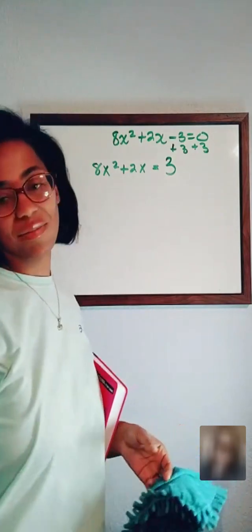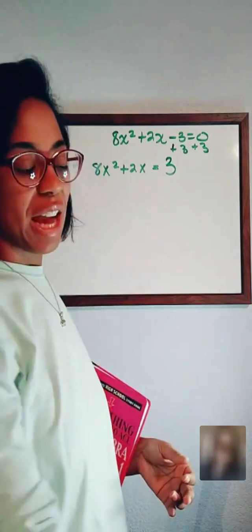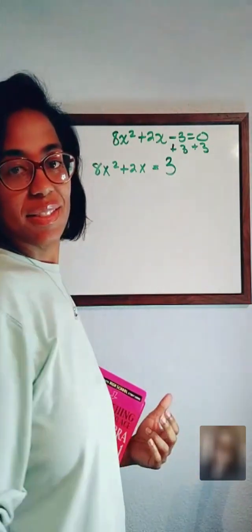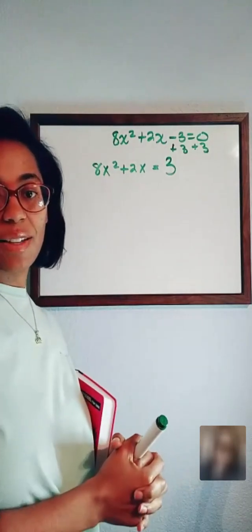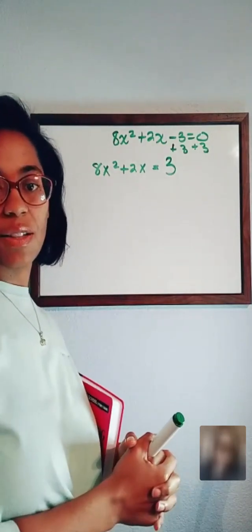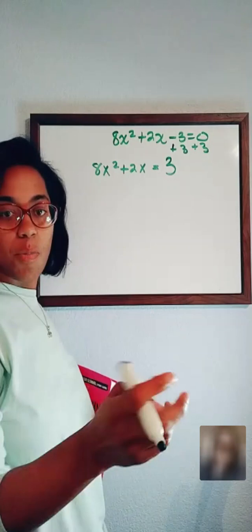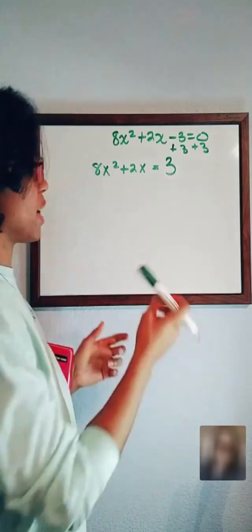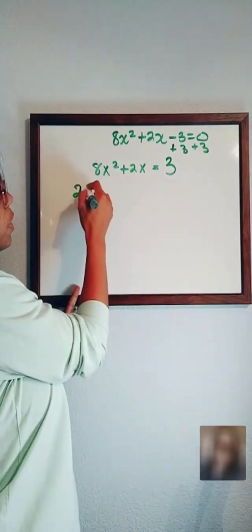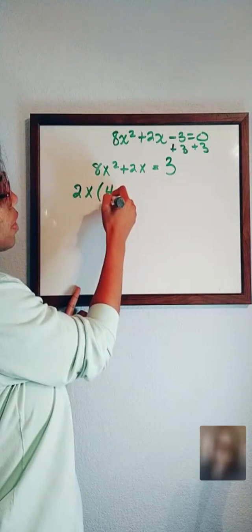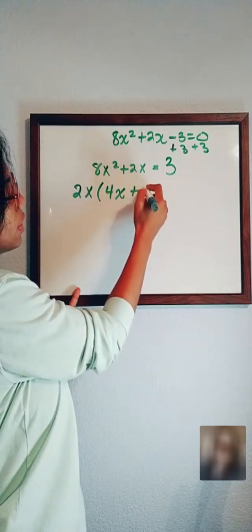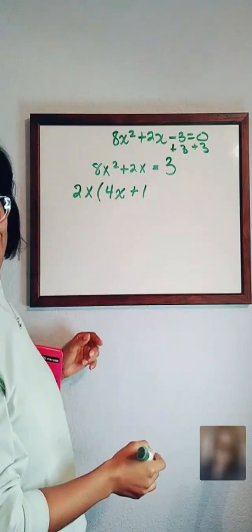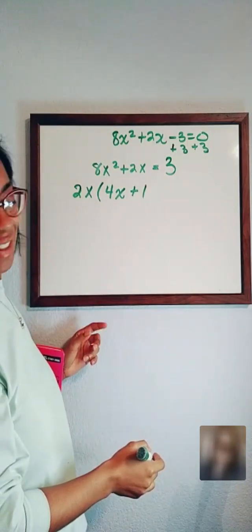Remember you said we could factor it or graph it. Somebody help us. We got somebody saying factor out the 2x, then complete the square. So we're going to factor out the 2x, and that's going to leave us with 4x plus 1. That's what y'all want to do?